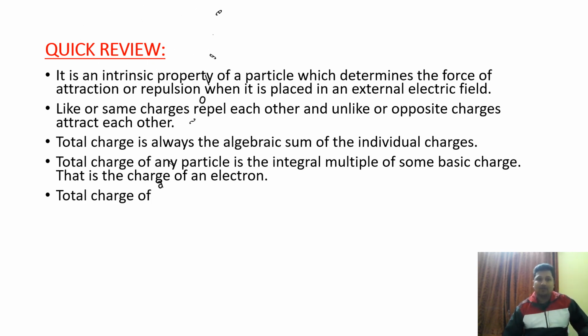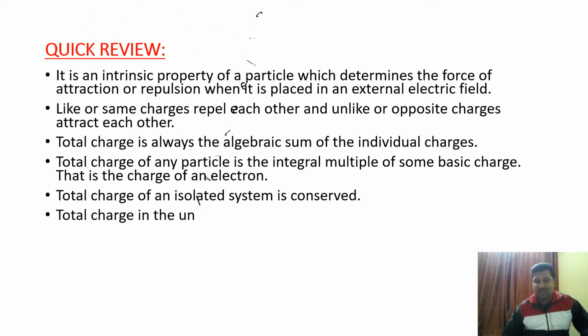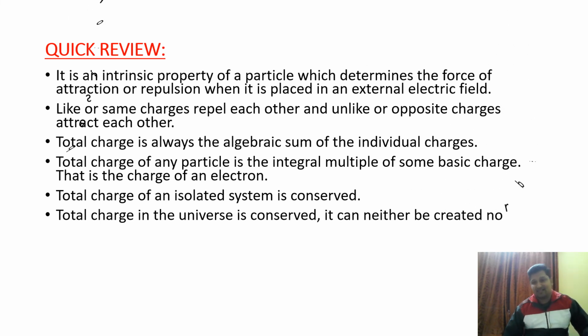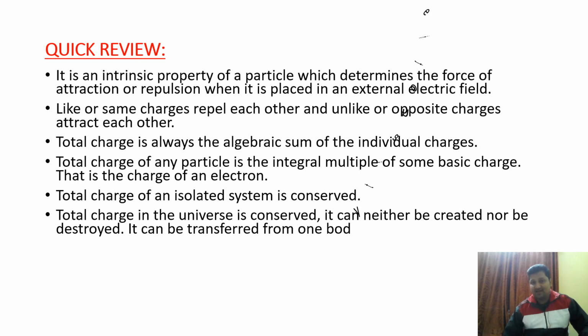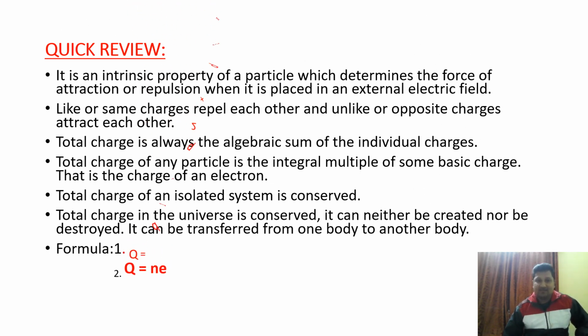Now, the total charge of an isolated system is conserved, and the total charge in the universe is conserved. It can neither be created nor be destroyed. It can be transferred from one body to another body. And the formula we get is Q equals Q1 plus Q2 plus Q3 up to Qn. And the second formula we get is Q equals n times e.